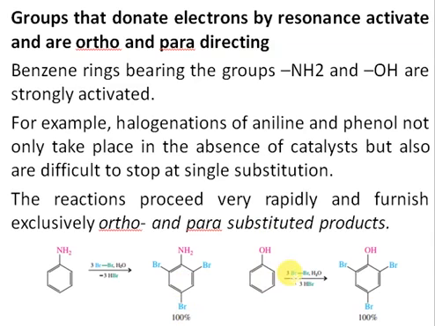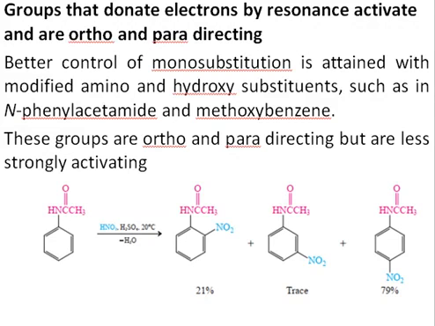Similarly, if we have a phenol, again there is no need for a catalyst. The reaction occurs at room temperature very rapidly, and we get 100% of the tribromo product. So we cannot get a monobromo product. These groups, the amino group or the hydroxyl group, are very strongly activating. They increase the rate of the electrophilic substitution reaction, and they are very strong electron donating groups, and they are ortho-para directing groups.